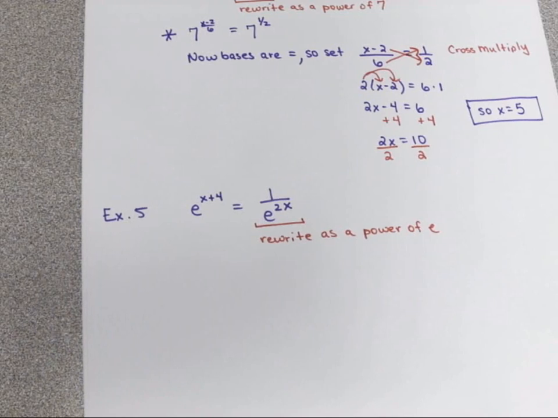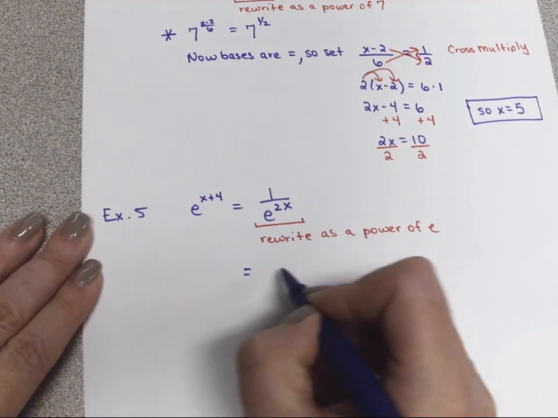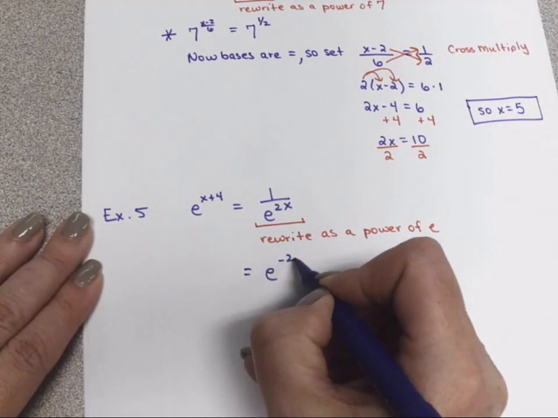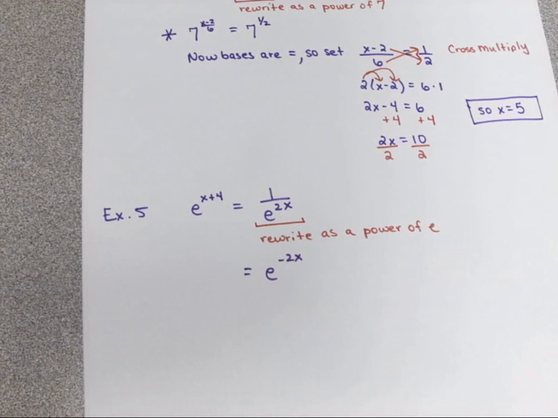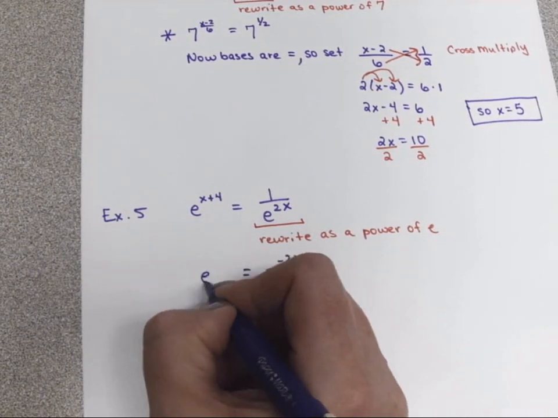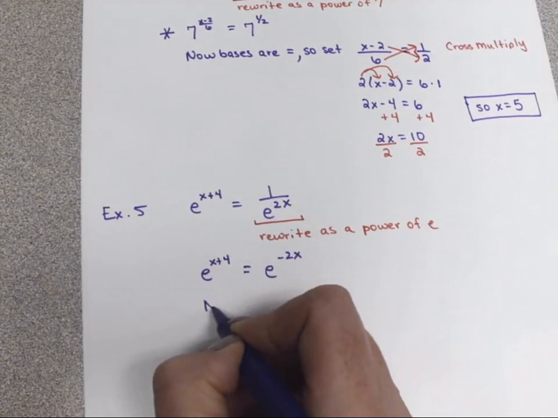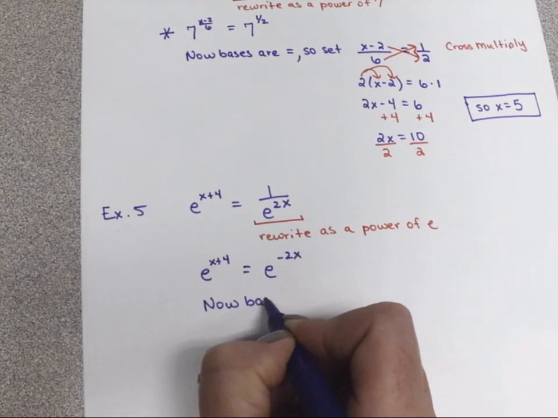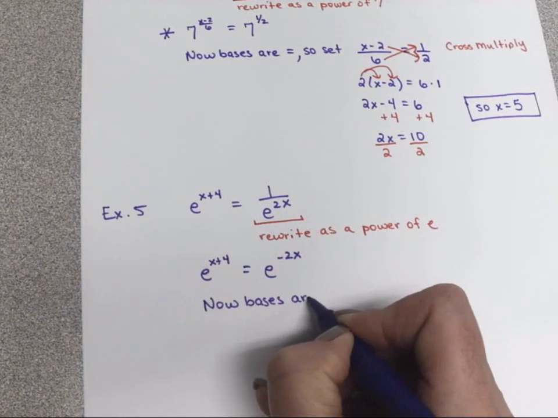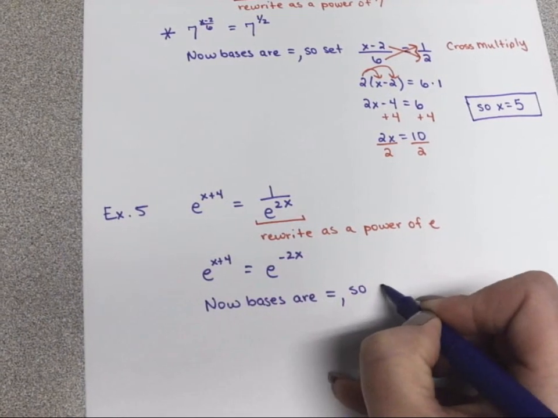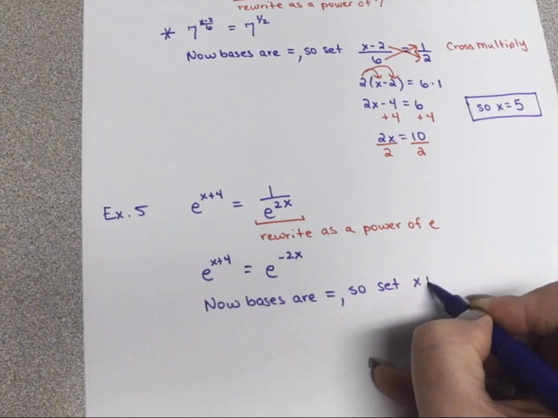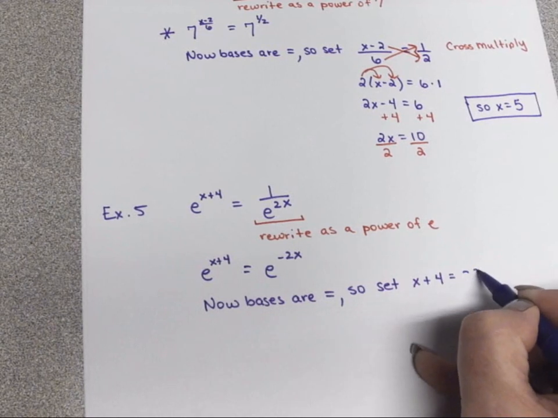So don't make this harder than it is. If it's a fraction, what kind of exponent is it for sure? It's negative. So I don't even need to change anything other than I know that the 2x exponent originally is now negative because it was a fraction. And then I can just rewrite the left side. So now, just like before, notice the bases are equal. So I can set x plus 4 equal to negative 2x.